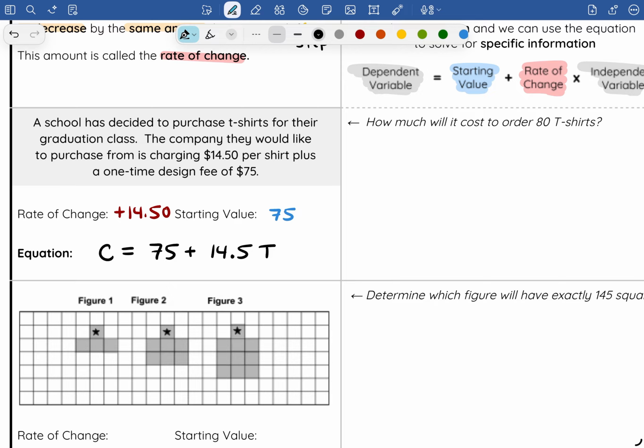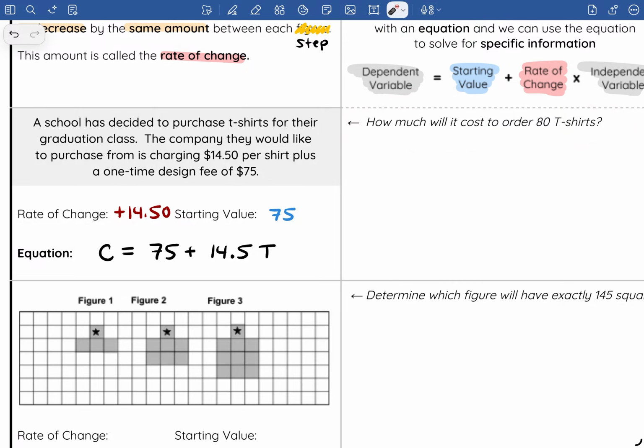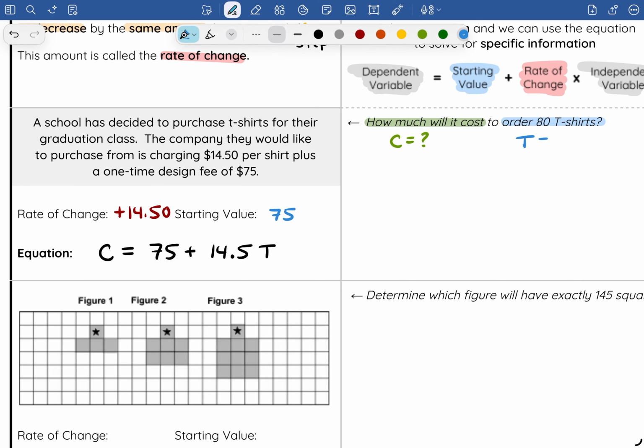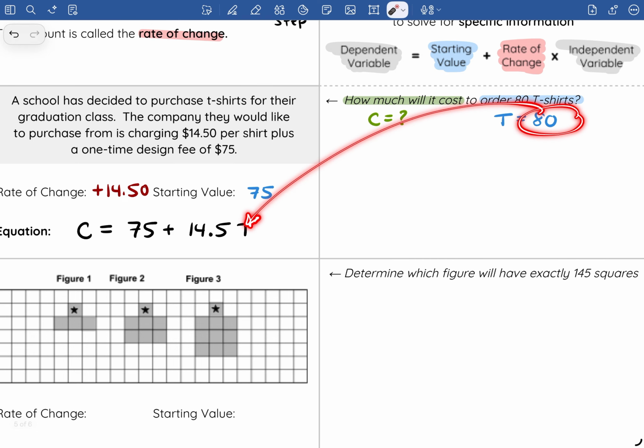Once we have our equation, we can use that to find out some more information without just extending the pattern 80 steps in a row in this case. And so what we're saying here is how much will it cost to order 80 t-shirts, which means what we're doing is we're solving for C if T is equal to 80. And so putting this information into our equation and then solving for whatever the thing is that we don't know.